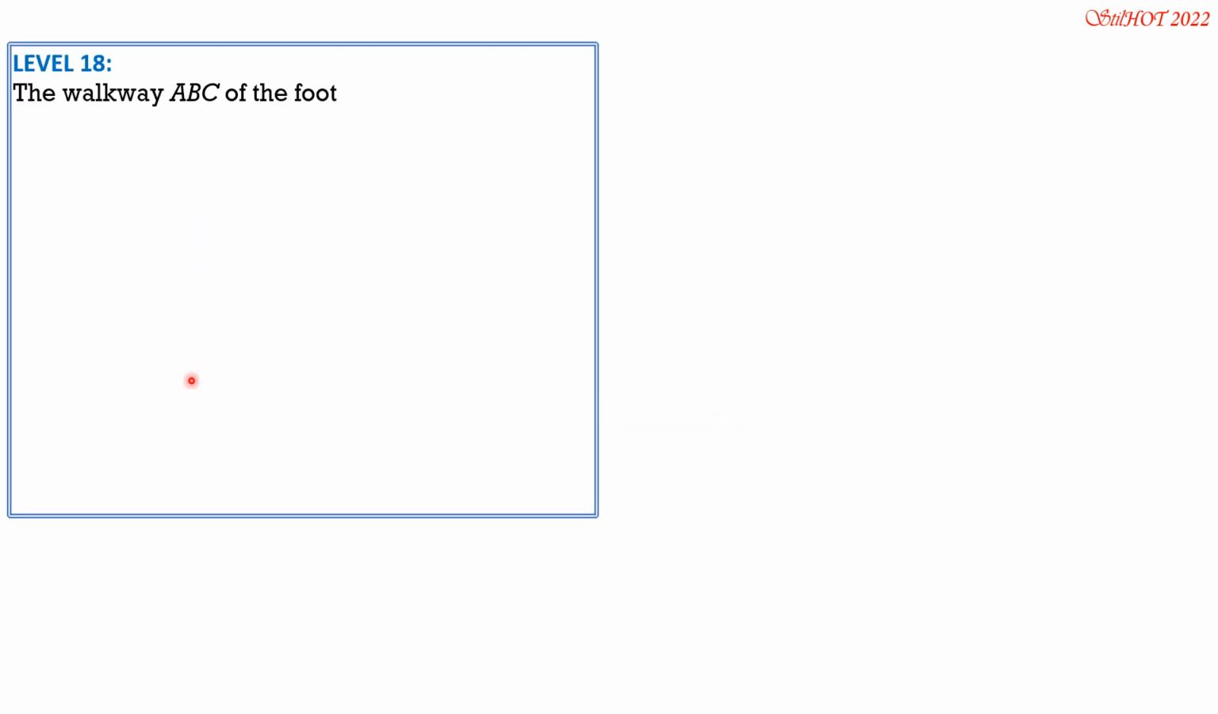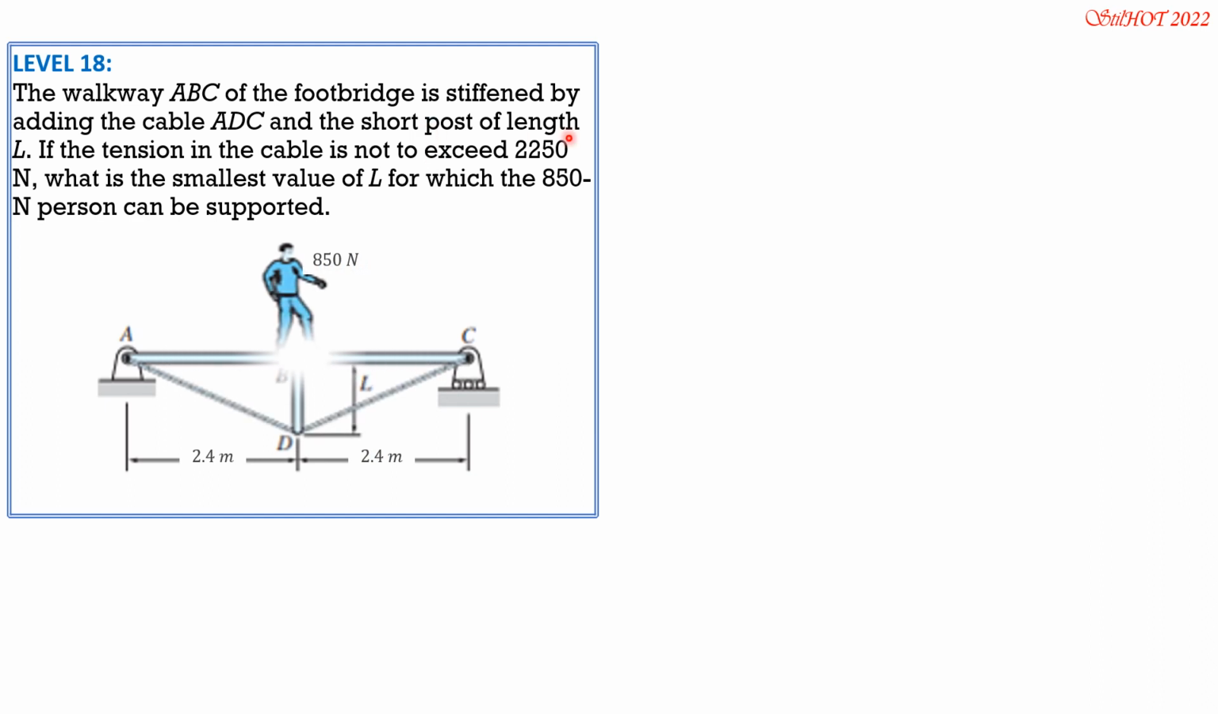The walkway ABC of the footbridge is stiffened by adding the cable ADC and a short post of length L. If the tension in the cable is not to exceed 2250 newtons, what is the smallest value of L for which the 850 newton person can be supported?